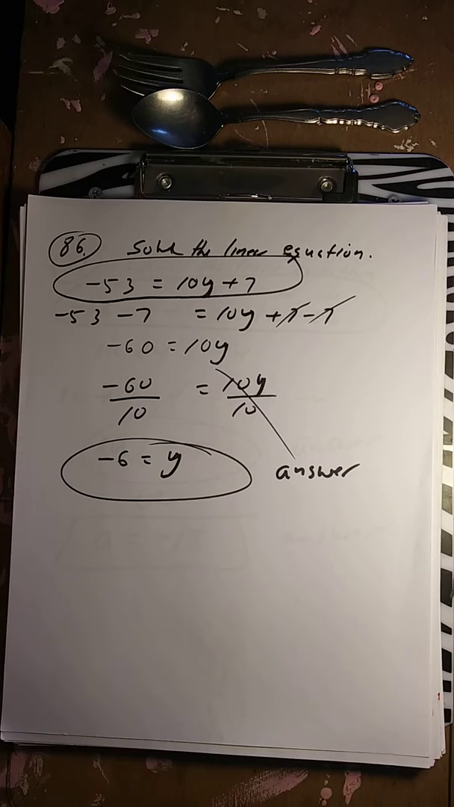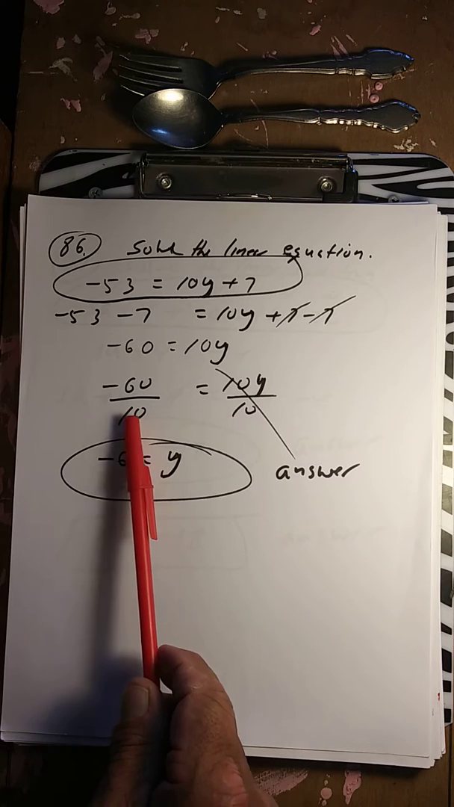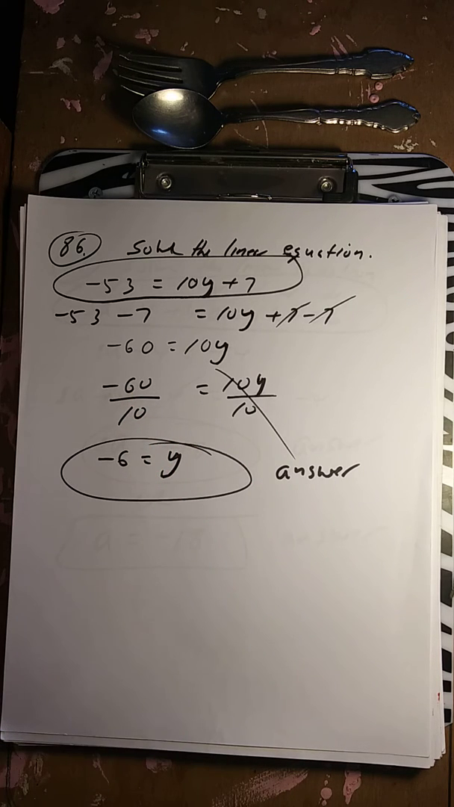Solve the linear equation. Negative 53 equals 10y plus 7. So I'm going to go ahead and minus 7, so negative 60 equals 10y. Divide by 10, divide by 10. So negative divided by positive, negative 6 equals y.